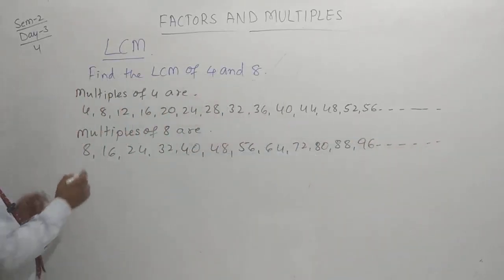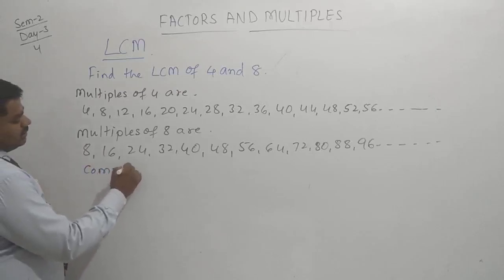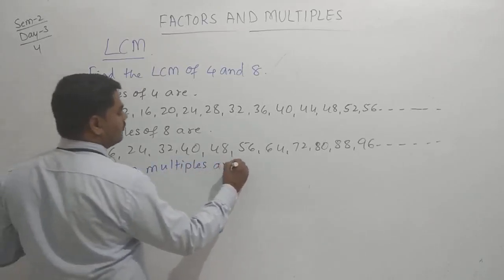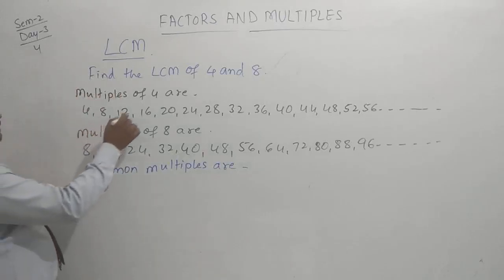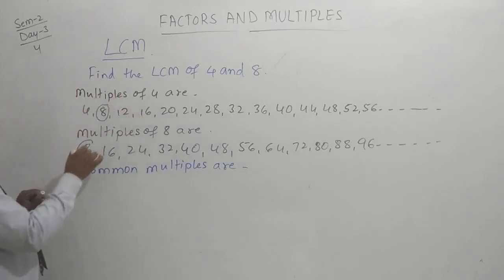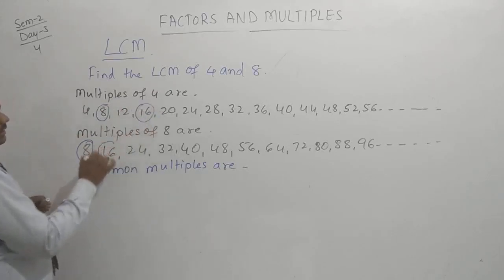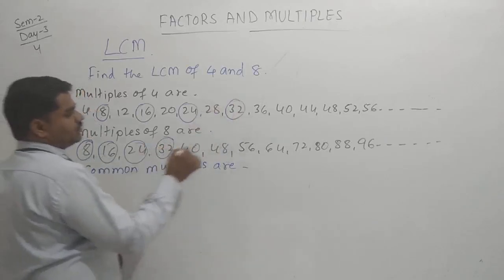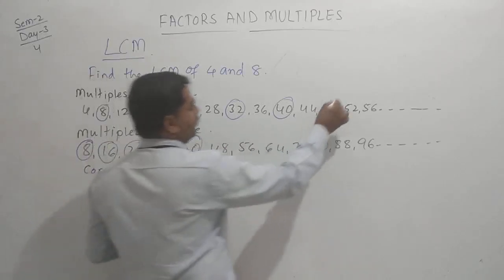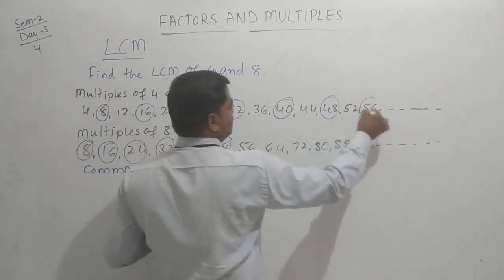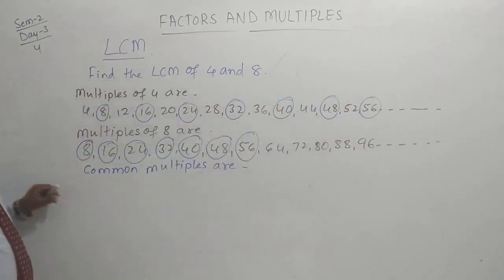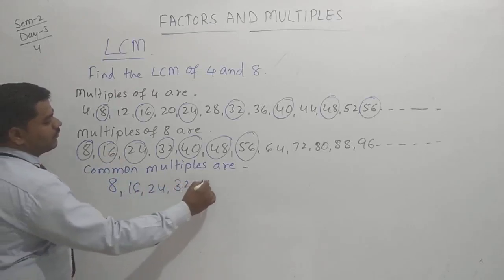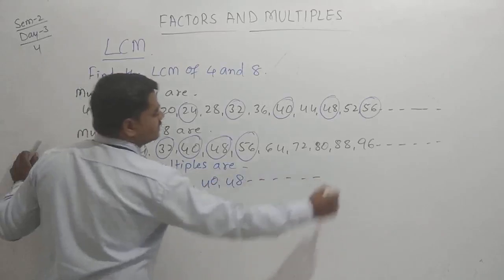Here, write the common multiples. What are those common? Here, 8, 16, 24, 32, 40, 48, 56 and so on. It continues. Write those common multiples: 8, 16, 24, 32, 40, 48 and continue.